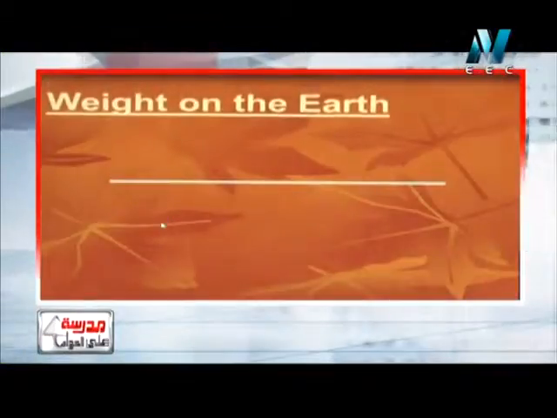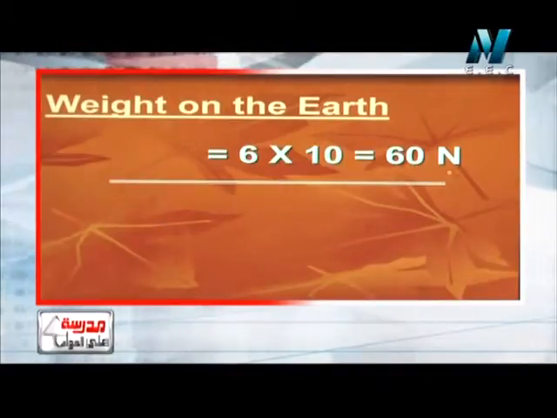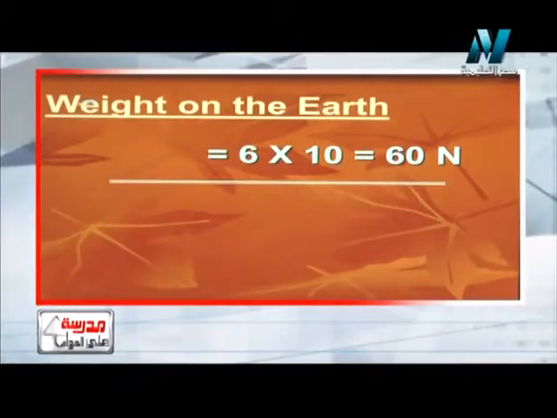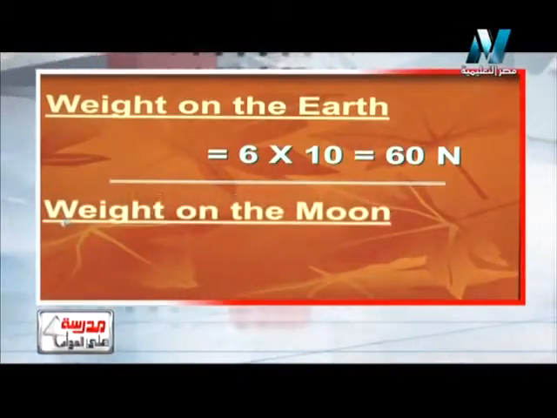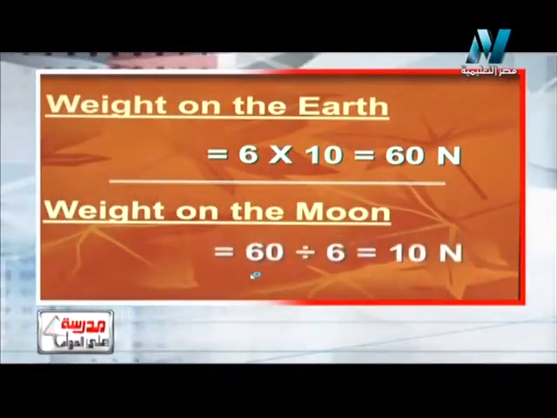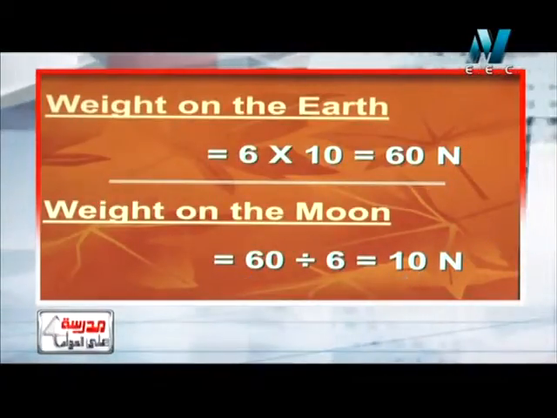Let us go back together to the questions or revision we are talking about today. We have studied one lesson about mass and weight, two lessons about heat and temperature, and one lesson only about oxygen gas. Okay, so the answer: weight on the earth equals 6 by 10 equals 60 newton. Again, when I talk about weight I use newton, not kilogram. Weight on the moon equals 60 divide 6 equals 10 newton. Again, weight must have the unit newton.